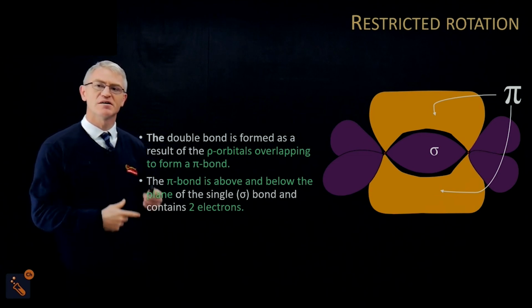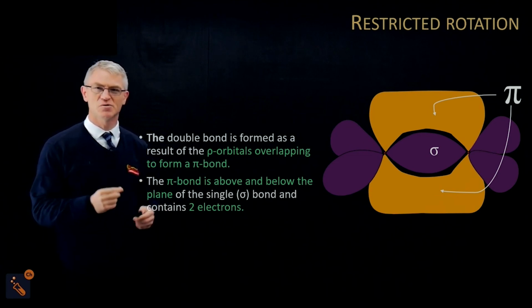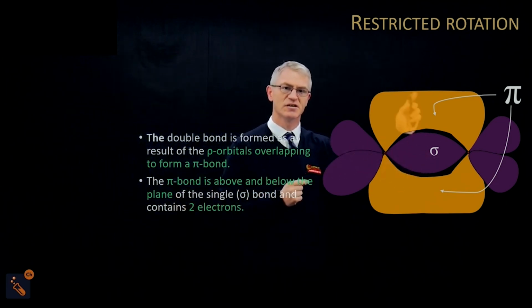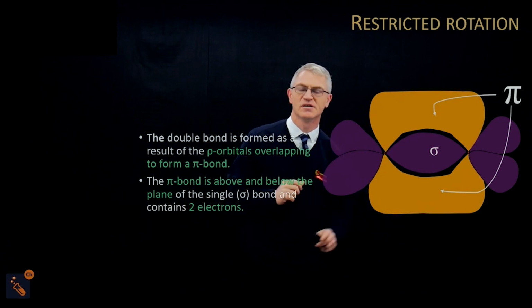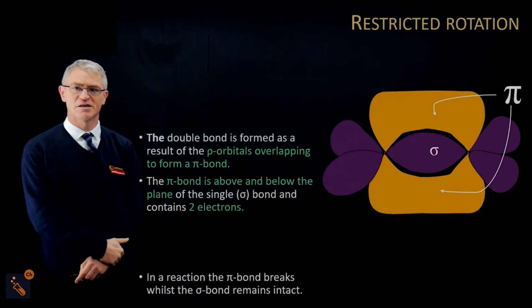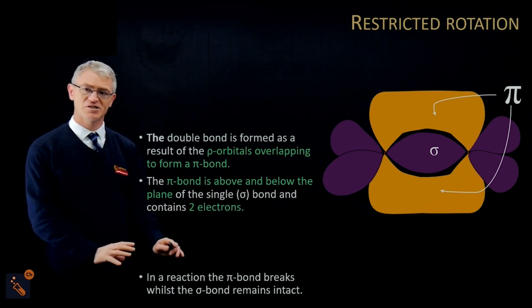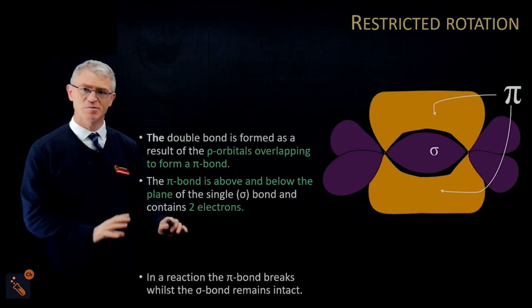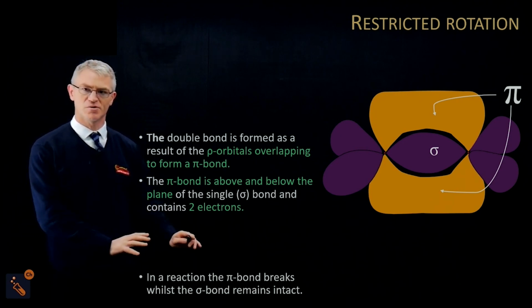And remember, it contains two electrons. Really important: the sigma bond here has two electrons and the pi bond has two electrons. So there's a total of 4 electrons in a double bond. Now, in the reaction that happens with alkenes, the pi bond breaks. So the sigma bond doesn't, the pi bond breaks.